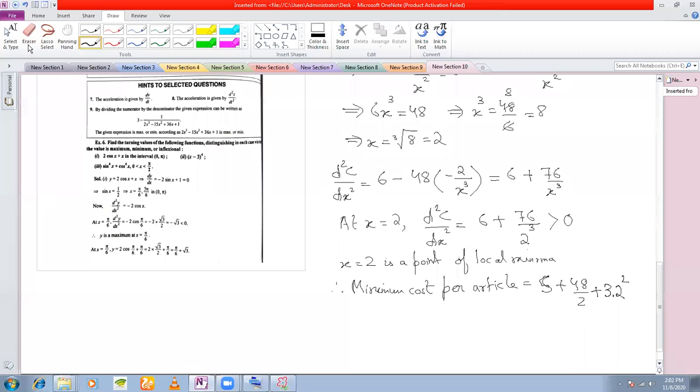Let us do the next one. Find the turning points, turning values. Last one from this exercise. Whatever sums I have done with you, these are sufficient. Now you can solve all the exercise problems, even applied problems. If you understand whatever examples I have given you, those examples are more than sufficient.